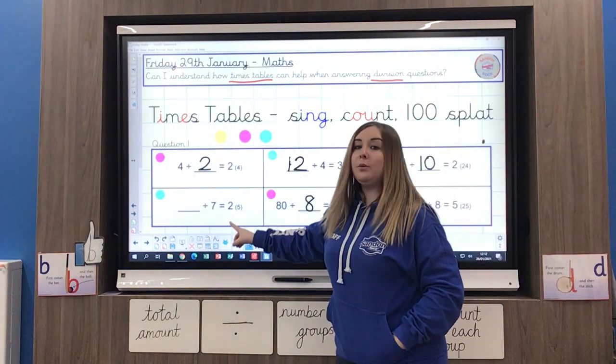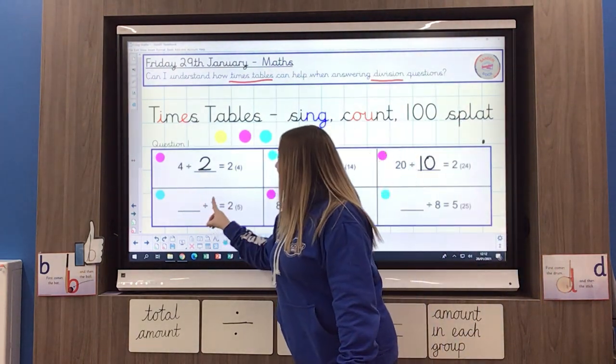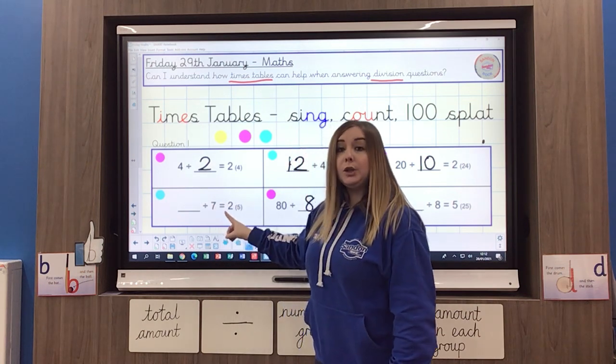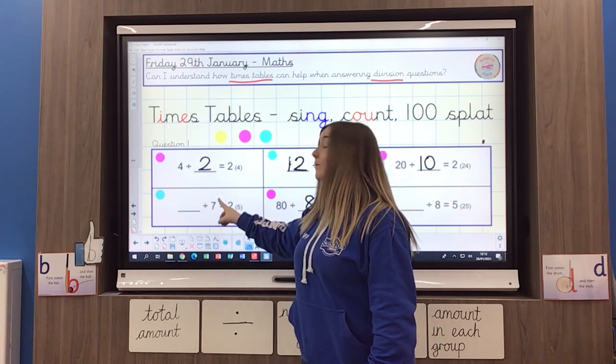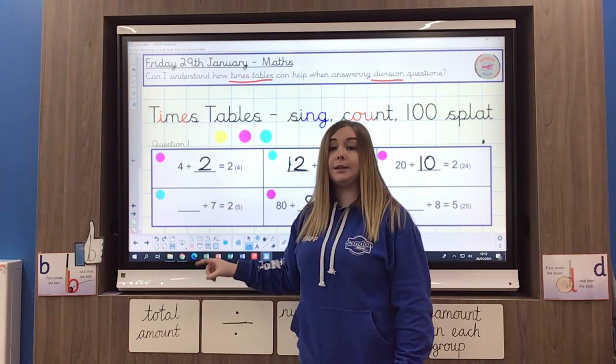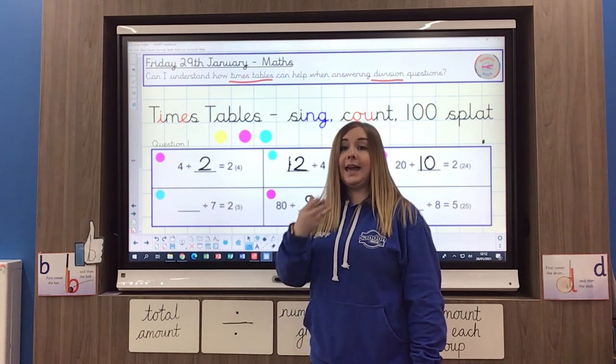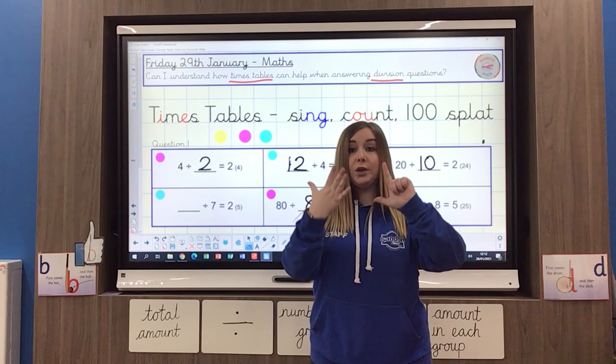Okay, so this one now then. So we've got something divided by 7 equals 2. So I'm going to count up in 2s until I've done it 7 times. 2, 4, 6, 8, 10, 12, 14.